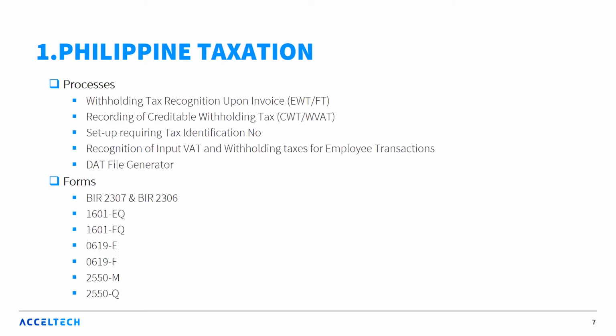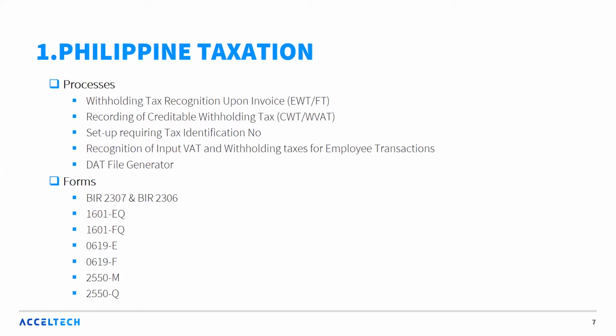So the first one is we have created a way to recognize withholding tax upon invoice. By standard, Acumatica always recognizes withholding taxes upon payment. But considering the BIR tax rules, actually the BIR says that the obligation to withhold arises upon either payment, accrual, or recording of expense, whichever comes earlier.